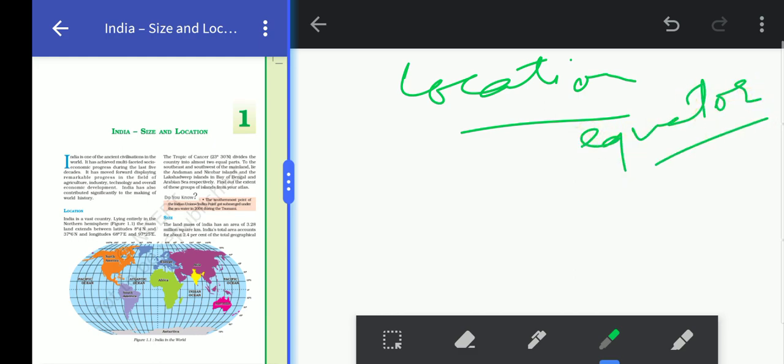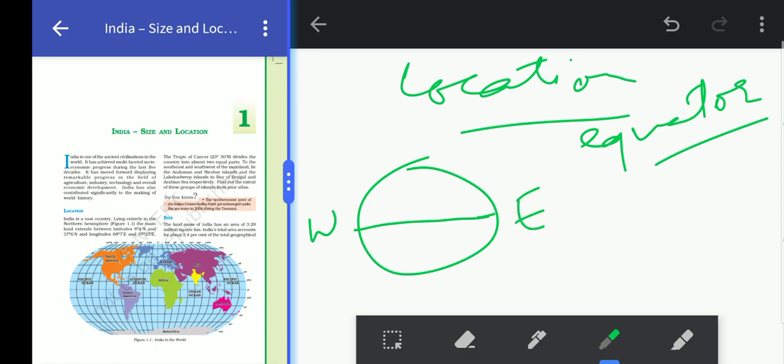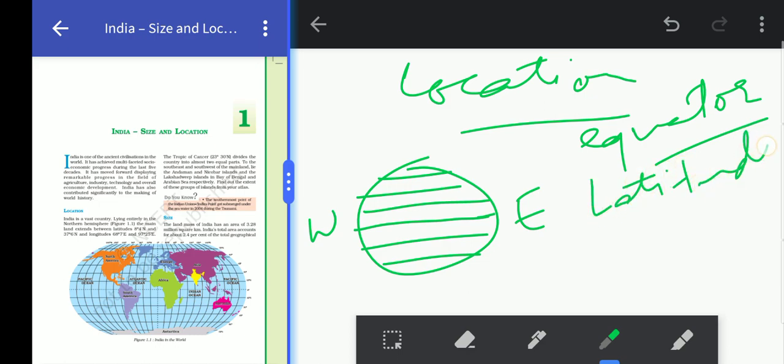Now what is the equator? The equator is the line that passes from west to east, and this is exactly in the middle of the earth. This line is called the equator, and there are a few lines like this. If you see the globe, you'll find this kind of lines. All these lines are known as latitude.